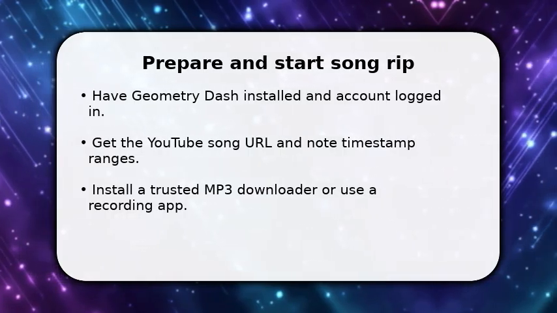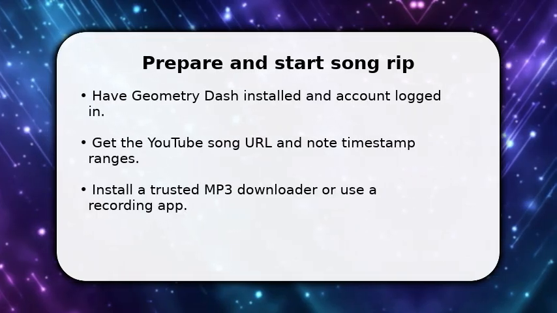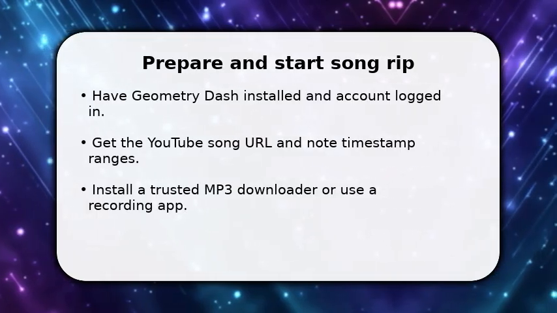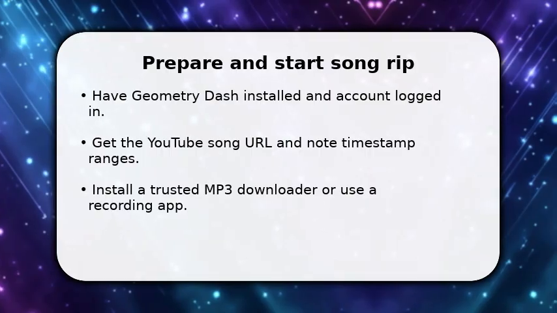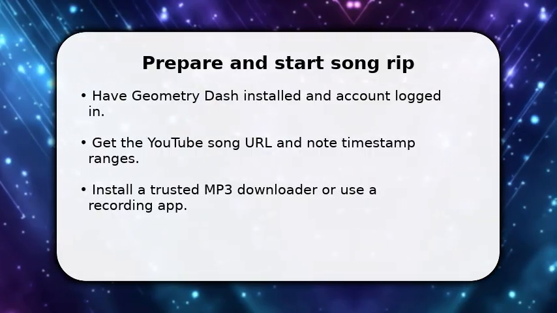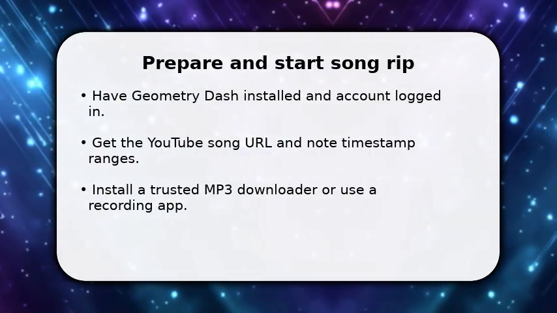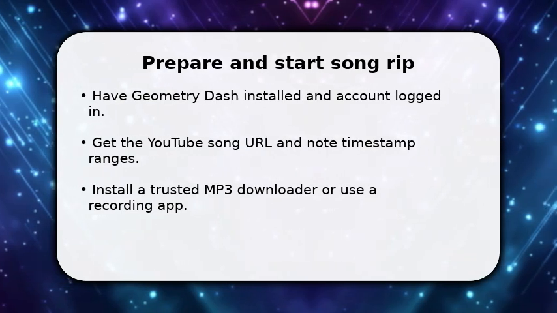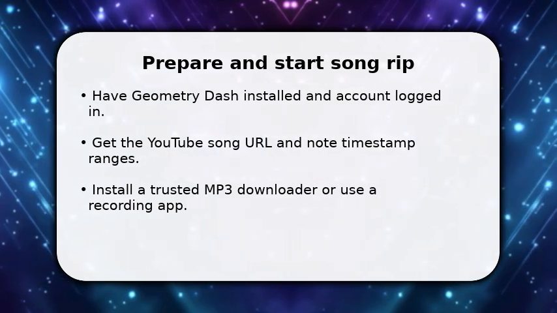Next, use a reliable MP3 downloader or local recorder to obtain the track, saving at 128/320 kbps for a balance of quality and size. Once done, name the file clearly with the song and timestamp to avoid confusion later.